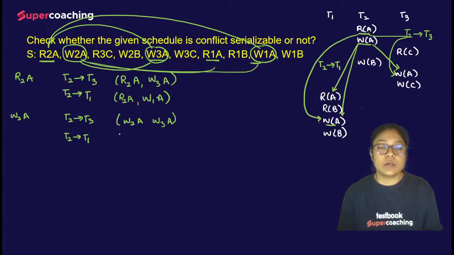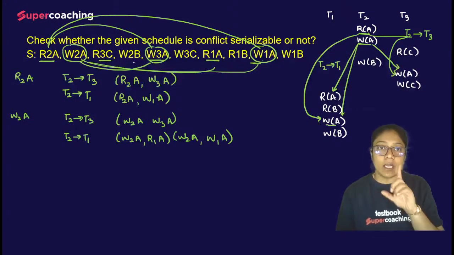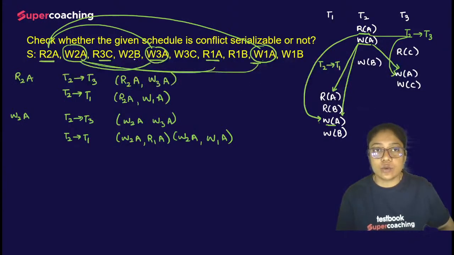So this is returned by W2A and R1A. This is one possibility, and W2A and W1A, same conflict pair. Next, read operation on data item C. Now we want the write operation, because at least one write operation should be there. So there is a write operation but on the same transaction, so not forming a conflict pair.